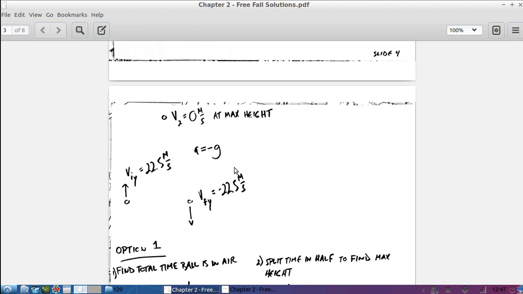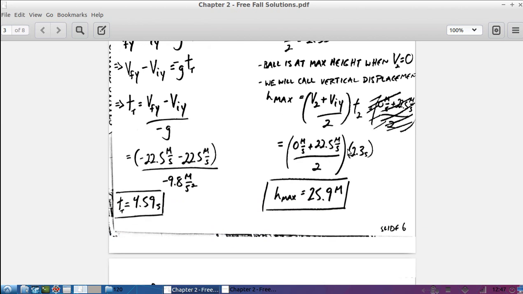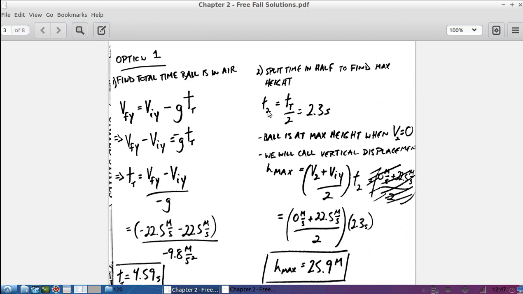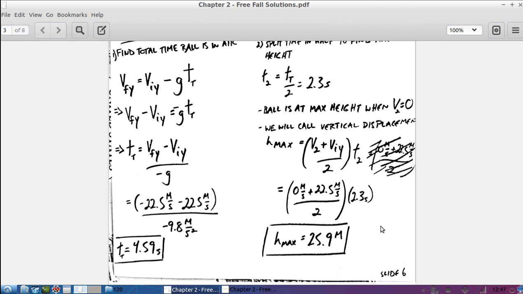So v initial is 22.5 meters per second. My v final for this part of the problem is 0 meters per second because I'm worried about max height. The time I use here is a different time, the time it takes to get up to max height, not this total time. I divided that by 2 and got 2.3 seconds to get the time it takes to get to max height. Plug everything in, and I've got a max height of 25.9 meters.